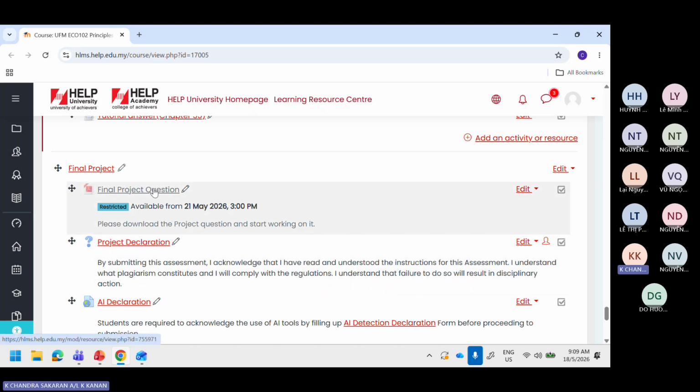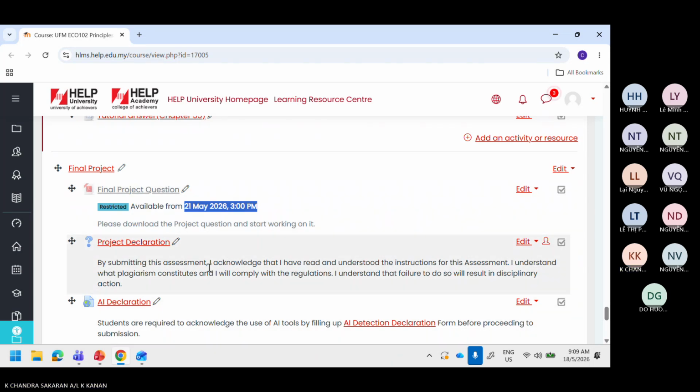So remember, the project question is here. You can only get your question on the 21st of May. This is Malaysian time, 3 p.m. Your time is 2 p.m. Follow the project structure to provide your report. Follow exactly the structure when you provide your report. Follow all the instructions given in the project. The project guideline instructions, everything must be followed.